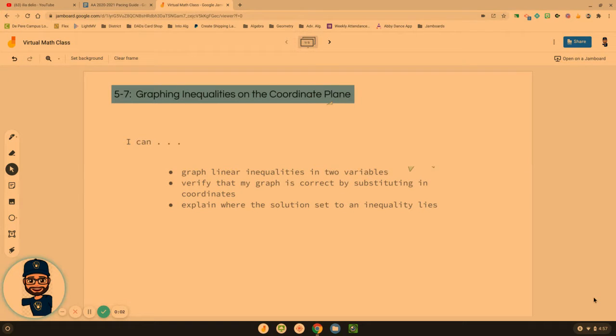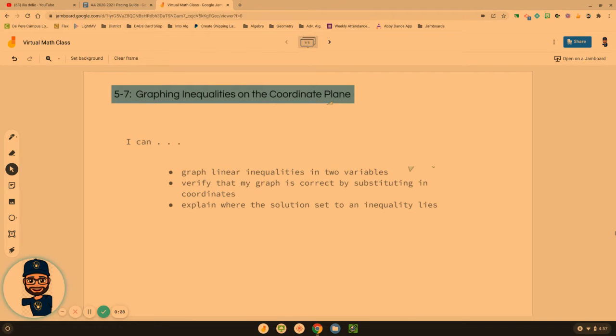Hello, algebra students, advanced algebra, and graphing inequalities on a coordinate plane. The last couple of days, we worked on graphing just inequalities in one variable on number lines, and today we're really going to look at how we graph linear inequalities in two variables, similar to y equals mx plus b, those types of linear inequalities.